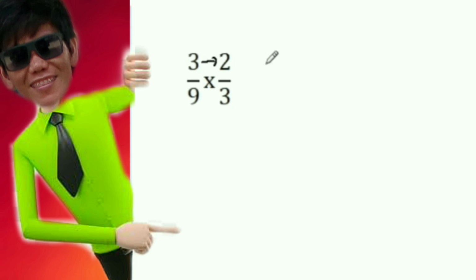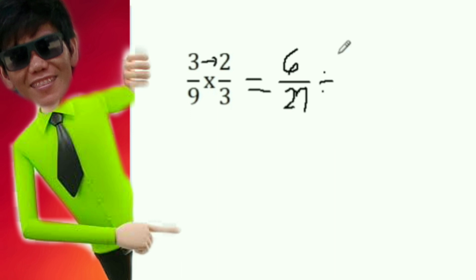So, in the long method, all you need to do is to multiply first the two numerators. So, si 3 multiplied by 2 equals 6, and get the product of the denominators. 9 times 3 is equal to 27. After nating nakuha ang sagot, ilo-lowest term natin siya by dividing it by the greatest common factor.